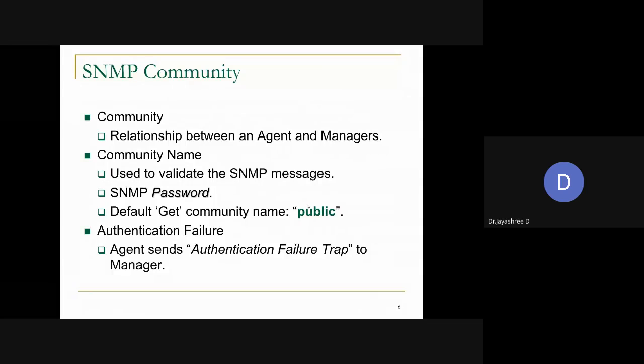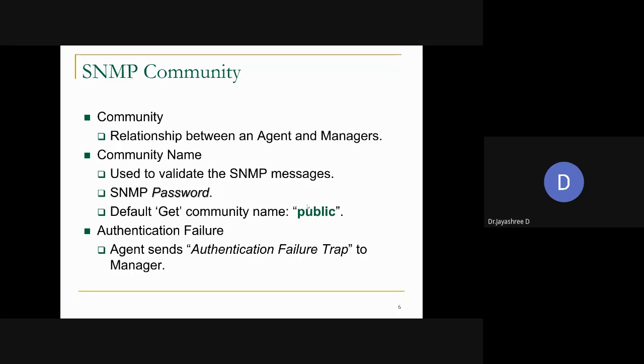What we are saying here is the default get community name is public. I am sending a query to the agent using a get request. The manager sends a get request to the agent along with the community name, public. The agent checks whether the public is the one the manager is saying, and then allows access to whatever request has been placed.